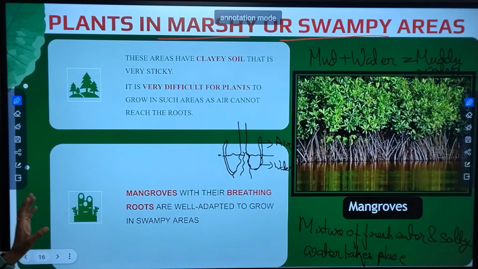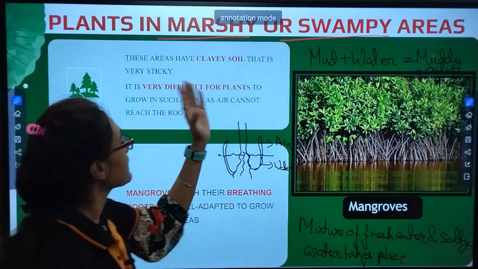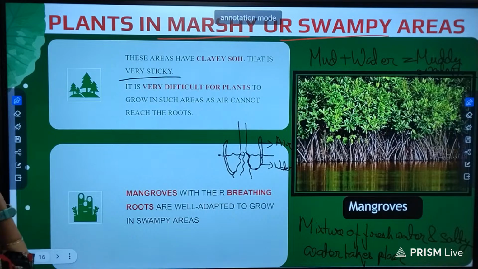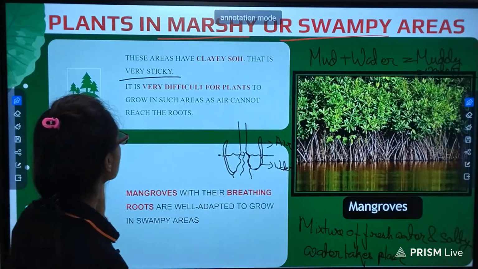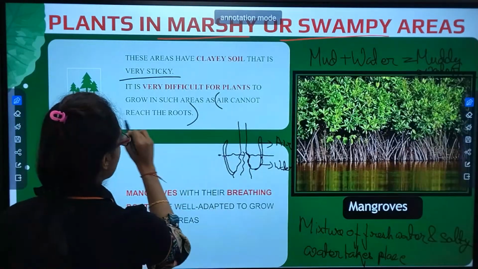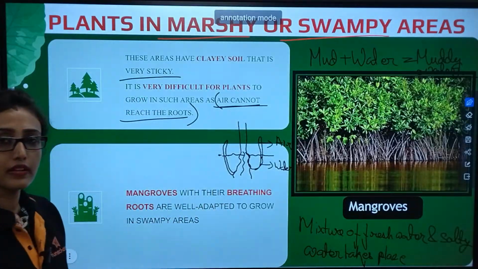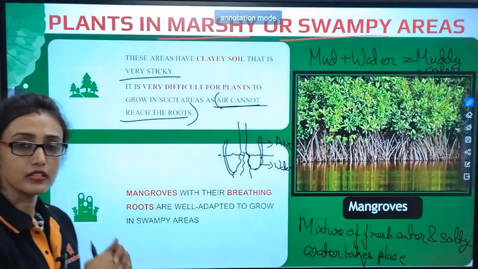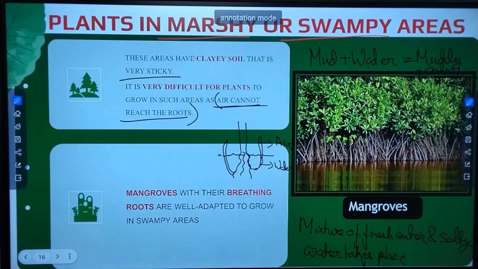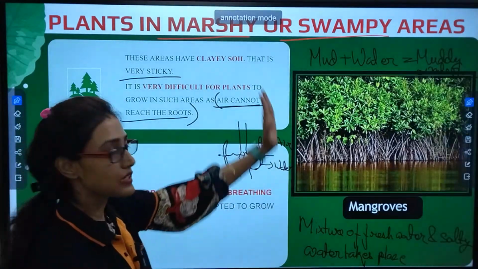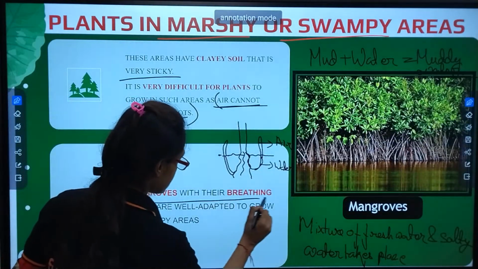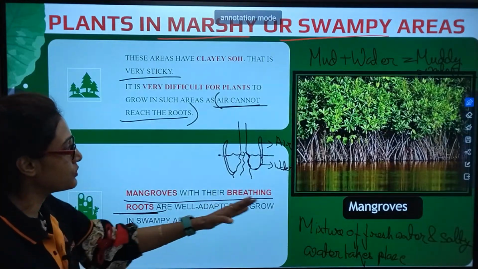Okay. Now let's read. These areas have clay soil that is very sticky because it is muddy. So it is very difficult for the plants to grow in such areas as air cannot reach the roots, and air is important for every living organism to breathe. Just like us, plants also breathe. Every cell breathes. So, what do they do? The roots come above the ground. And this type of roots are known as breathing roots.